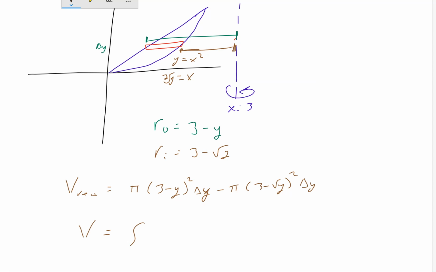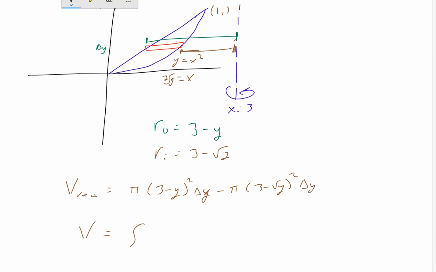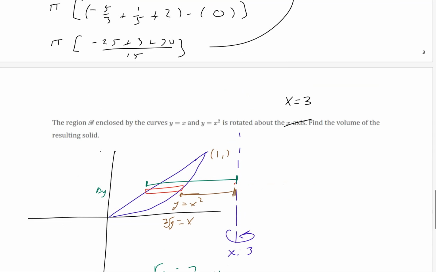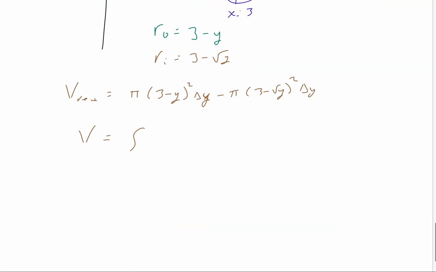Now this point up here is actually the point (1, 1). Okay. And so we're integrating along the y-coordinates. So that's going to go from 0 to 1 again, but this one is the y-coordinates. In the previous example, remember, we were doing the x-coordinates. And I'm going to stick the pi out front and then the dy at the end. So this is just going to be 3 minus y squared minus 3 minus square root of y squared.